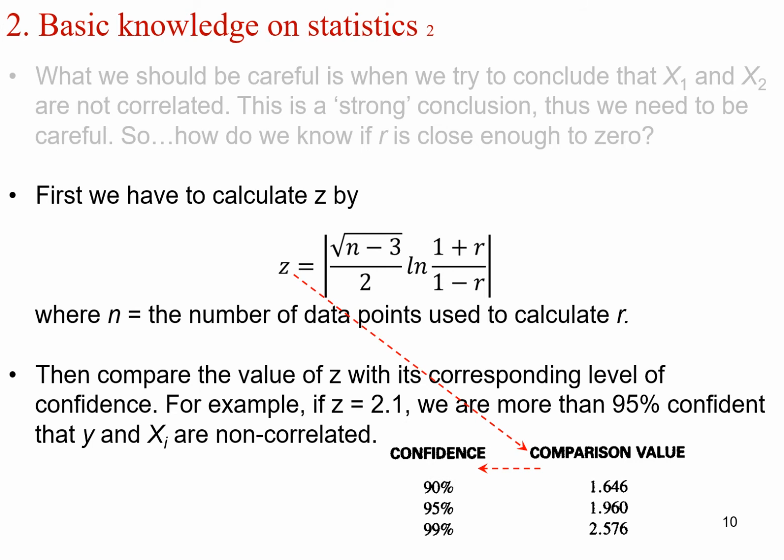Given a value of r, and letting n equal the number of data points for y and xi, we can calculate z value from this equation. Z value represents confidence level. For example, if z comes out to be 2.1, we are 95 to 99% confident that y and xi are not correlated.